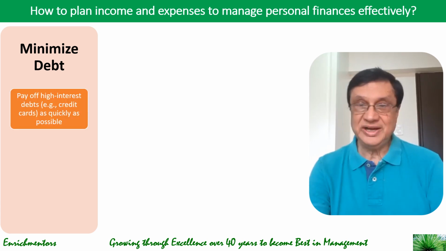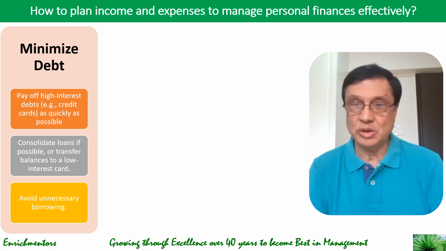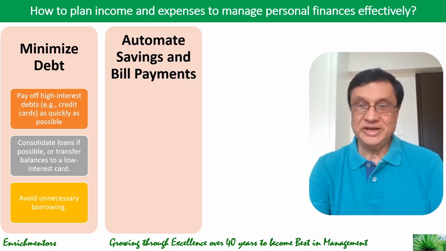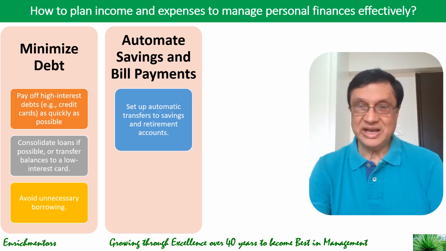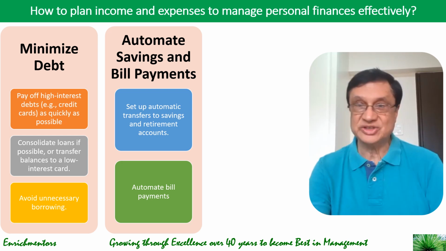You consolidate loans if possible or transfer balances to a low-interest card and avoid unnecessary borrowing, especially for non-essential items. Then you automate savings and bill payments. Set up an automatic transfer to savings and retirement accounts to ensure that you consistently meet your financial goals. Automate all bill payments to avoid late fees and maintain a good credit score.